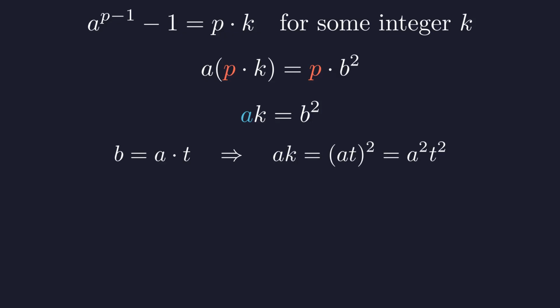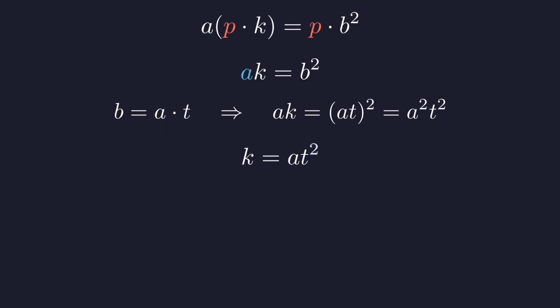Substituting this relationship creates a useful symmetry. The equation becomes symmetric with a squared appearing naturally. This kind of symmetry often signals we're approaching a contradiction. Dividing through by a gives us this clean relationship. The key takeaway is that a must divide k. Remember this. It's going to clash spectacularly with what we discover next.